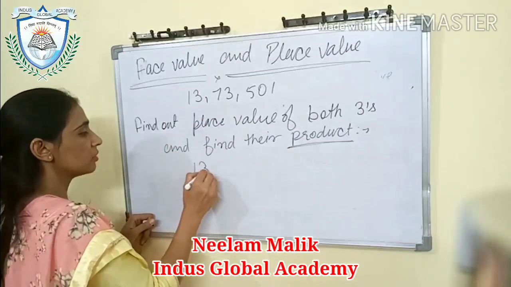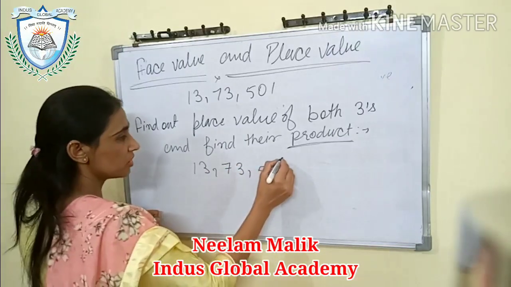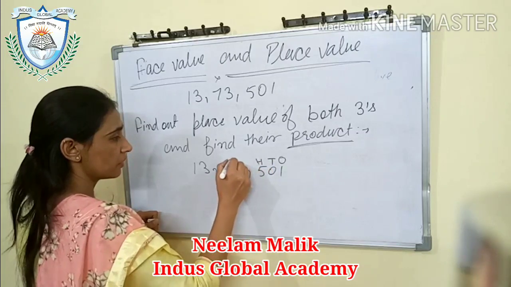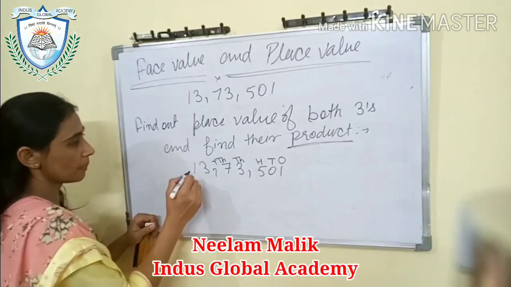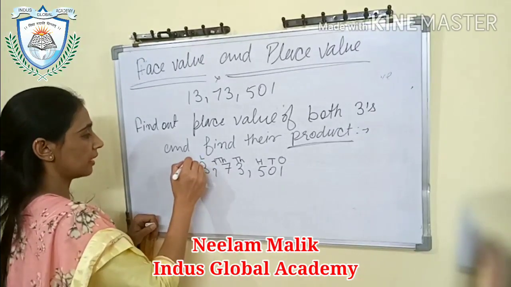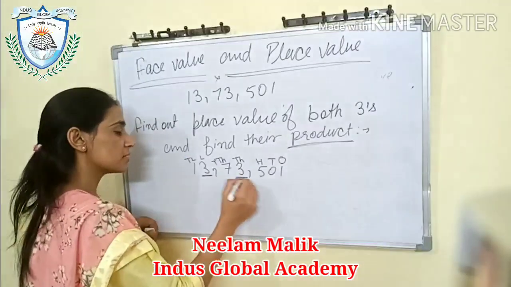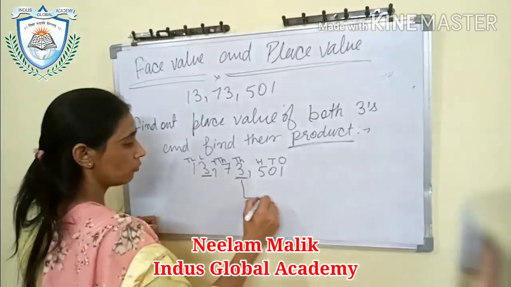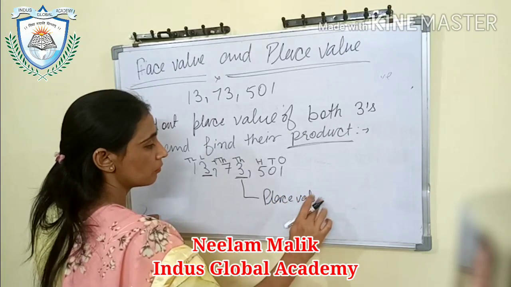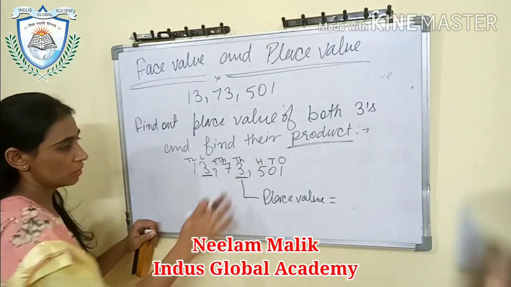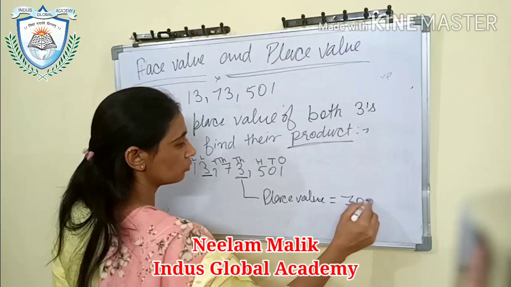So first write this number, 501. On the top of this write ones, tens, 100, this is 1000, this is 10,000, this is lakh, and then 10 lakh. Okay. So we have to find out the place value of this and this. What will be the place value of this 3? Place value is equal to 3,000. What is this place? 1000. So that will be 3,000.